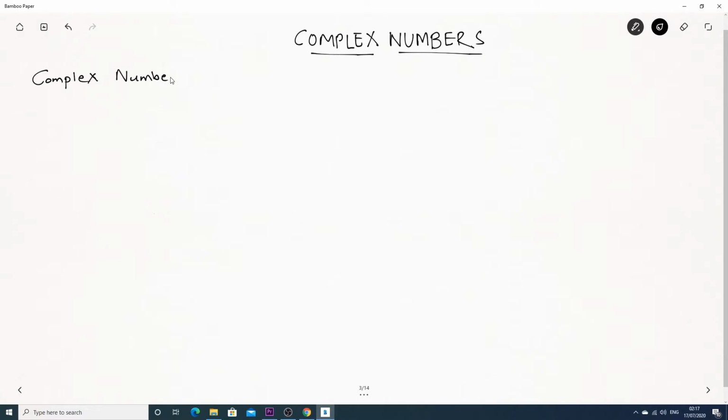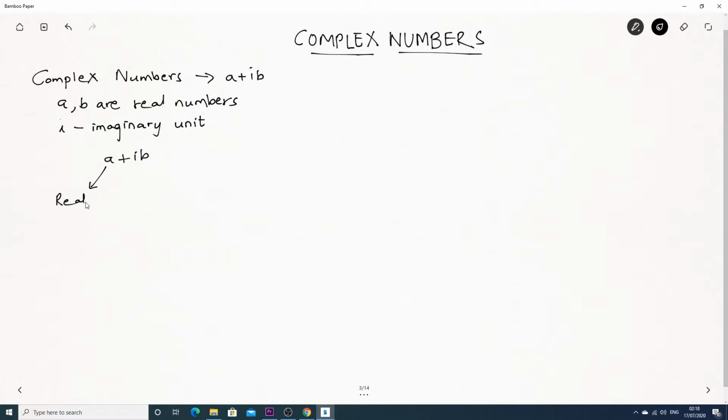In the last video, we learned that complex numbers are numbers of the form a plus ib, where a and b are real numbers and i is the imaginary unit. Also, the number can be divided into two parts, where a is the real part of the number and ib or bi is the imaginary part. If you look carefully at complex numbers, a and b are real numbers, so they can take up any real number value, be it negative, positive, fractions or even 0.